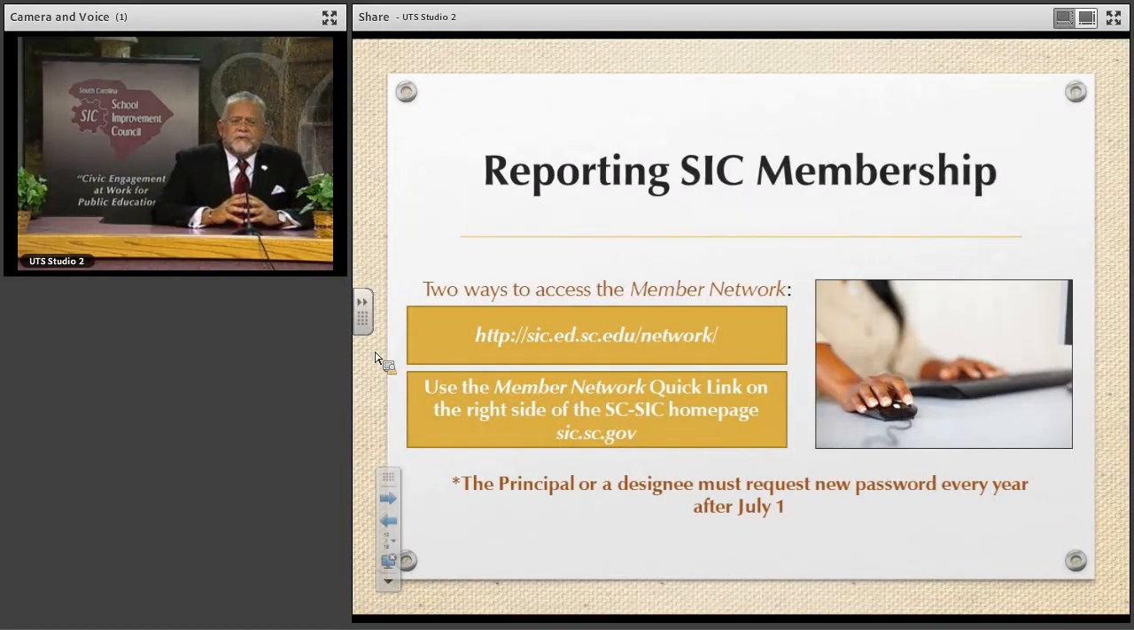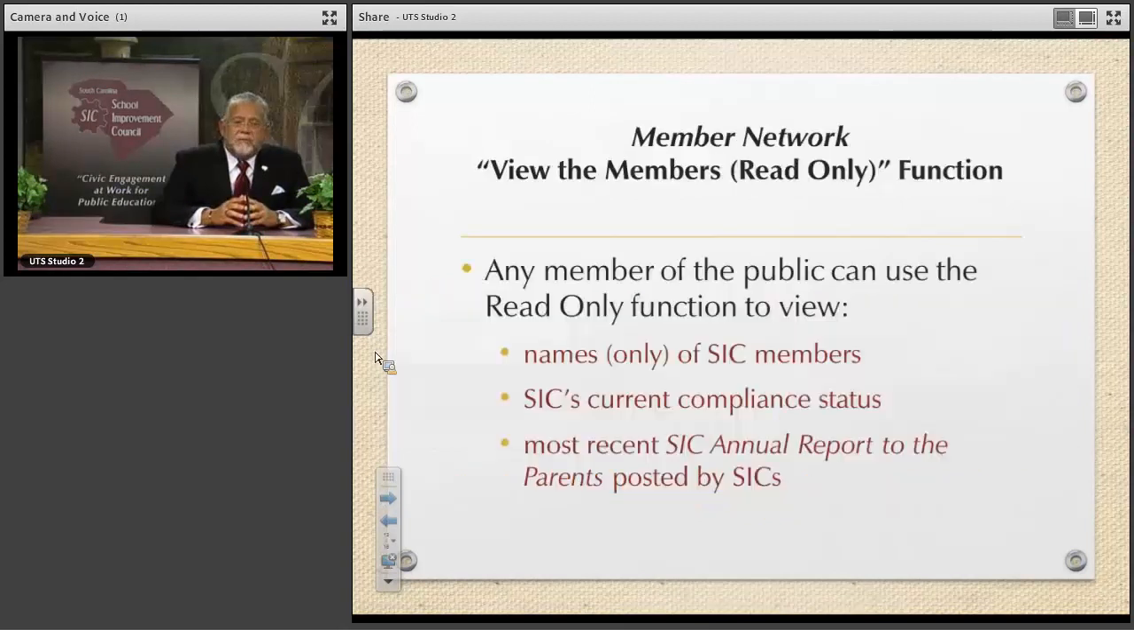There are two ways to access the SIC Member Network homepage. You can access it directly at sic.ed.sc.edu/network, or you can use the quick link to the member network on our homepage at sic.sc.gov. Principals, please remember that the password for your school's account will be disabled on July 1st each year for security reasons. You must then visit the member network at the beginning of each school year to request a new password.